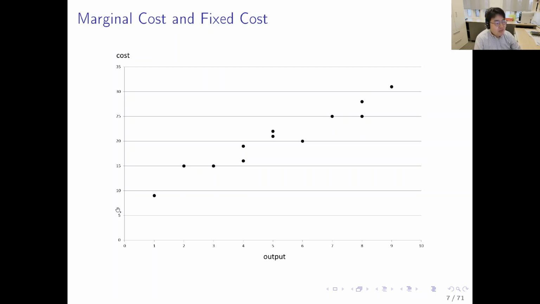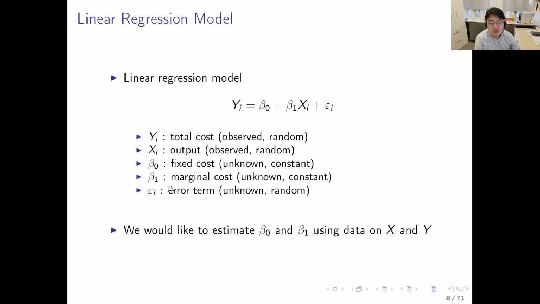So what we are going to do is set up a model like this. It is a linear regression model. We call this equation a linear regression. I assume that y is the total cost and x is your output. So if you produce x units, then your total cost will be beta 0 plus beta 1 x. That is your total cost.